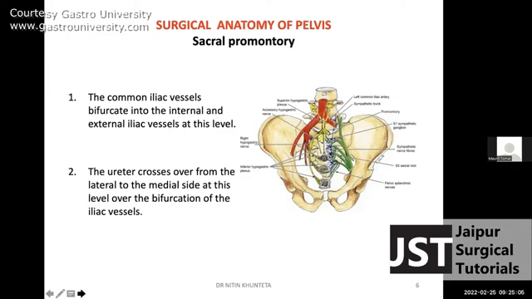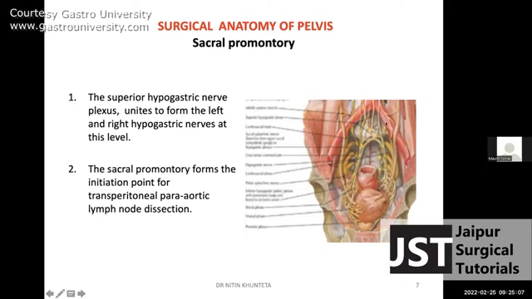Here it is very clearly seen the sacral promontory has various important structures lying anterior to it. Just above, at L4-5, is the bifurcation of the aorta, which divides into the right and left common iliac arteries, and posteriorly will be the veins. And here you find the superior hypogastric plexus, which the arrow is showing you, which divides into the right hypogastric and left hypogastric nerves.